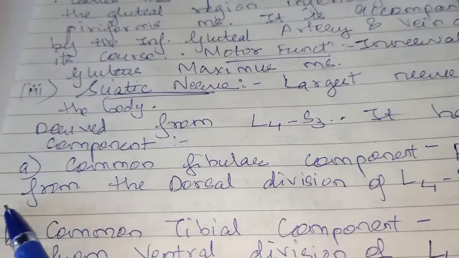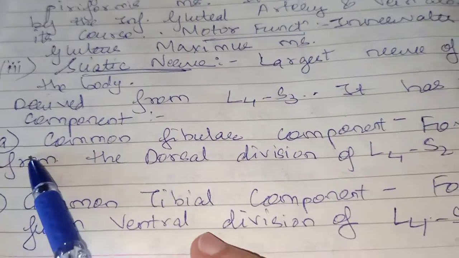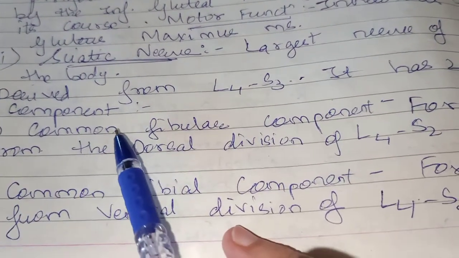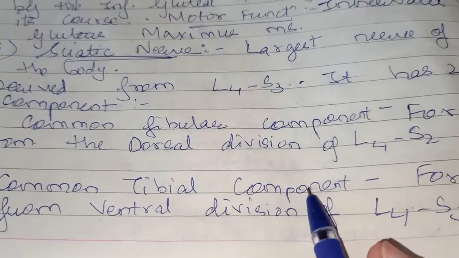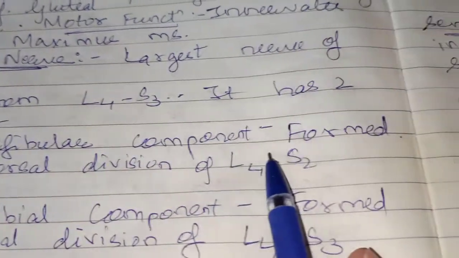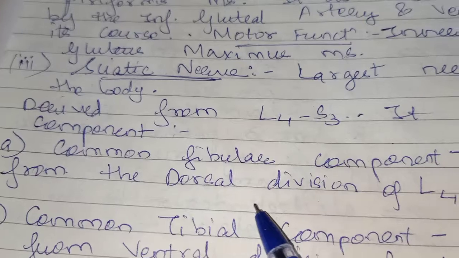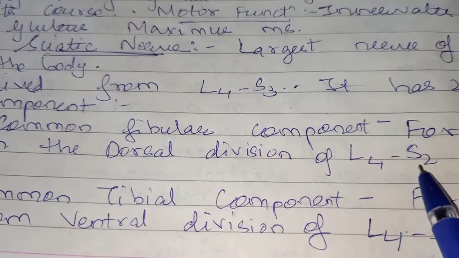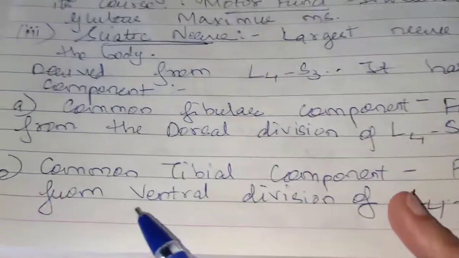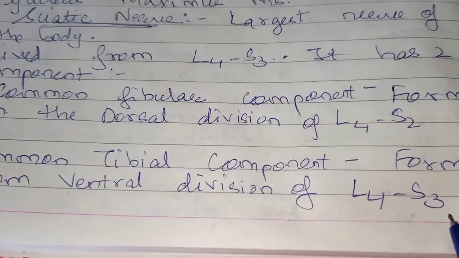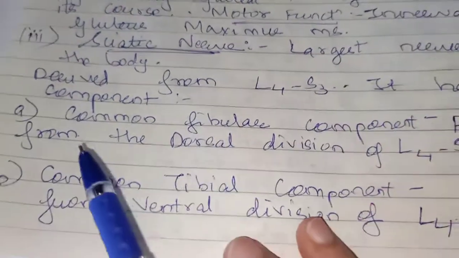The sciatic nerve has two components. Which are the two components? Common fibular component and common tibial component. The fibular component is formed from the dorsal division of L4 to S2 and the tibial component is formed from the ventral division of L4 to S3. So this you have to remember.